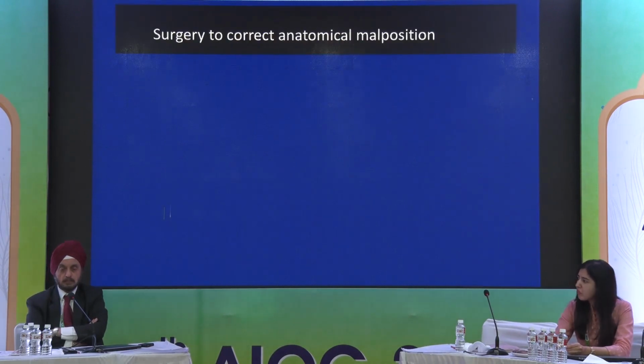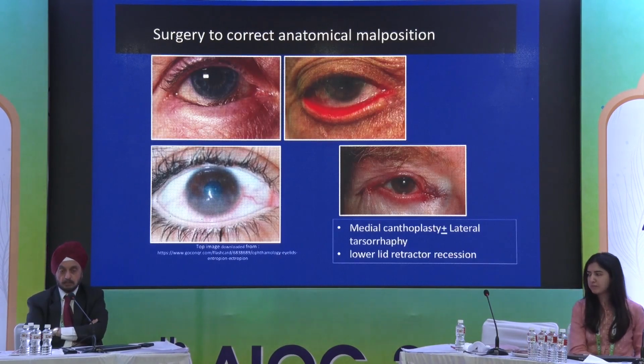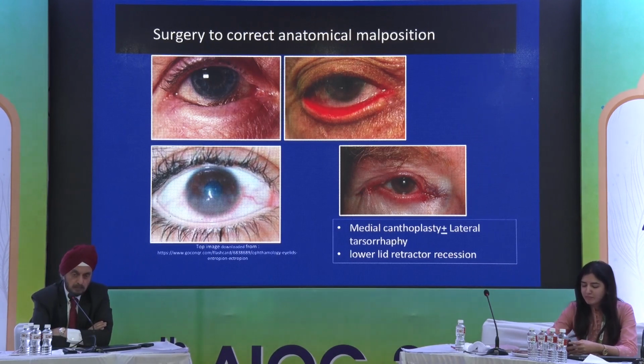The next stage would be surgery to correct any anatomical malposition. So any entropion or ectropion needs to be corrected. Remember lagophthalmos. That is a sign very commonly missed in patients with inferior neurotrophic keratopathy, where the patient half blinks and doesn't blink completely. In these cases, you can do lower lid retractor recession, which will help, especially with thyroid eye disease. Or you can do a medial canthotomy to start, followed by lateral canthoplasty in lagophthalmos.